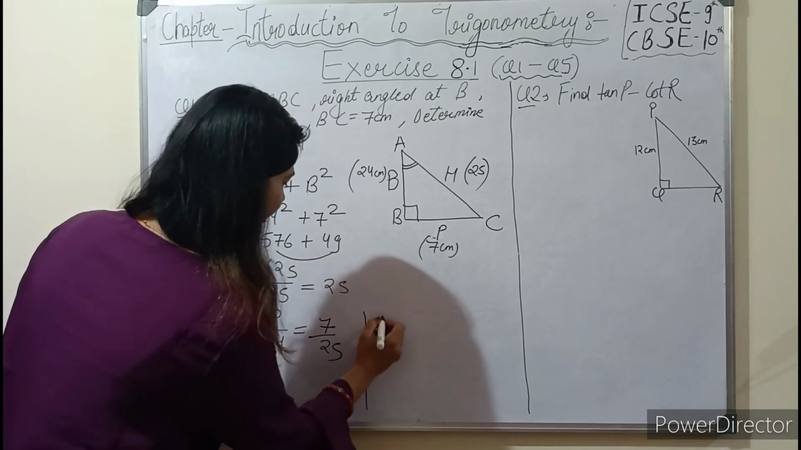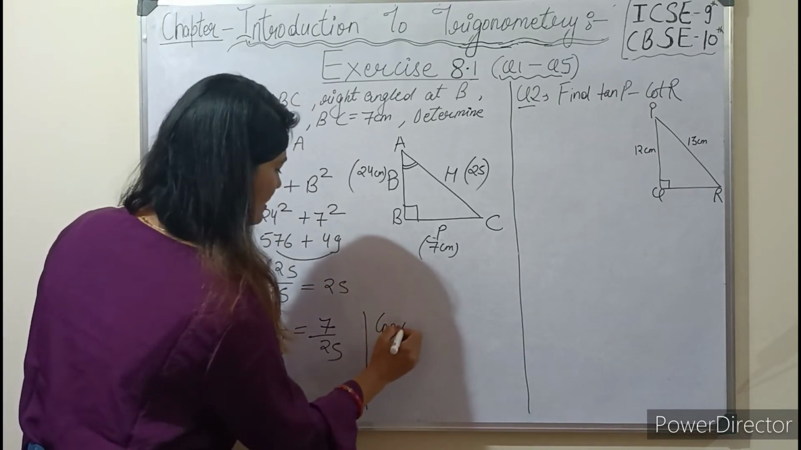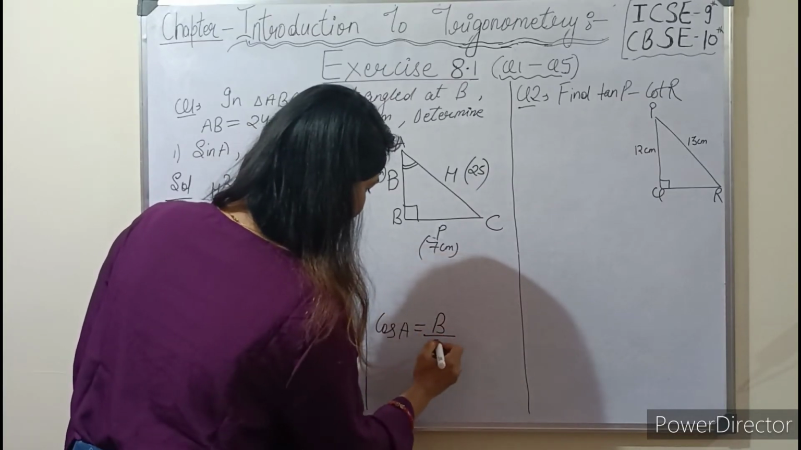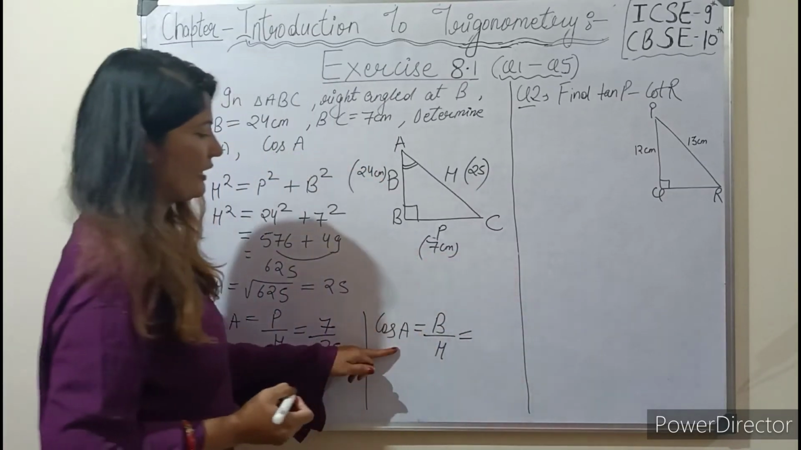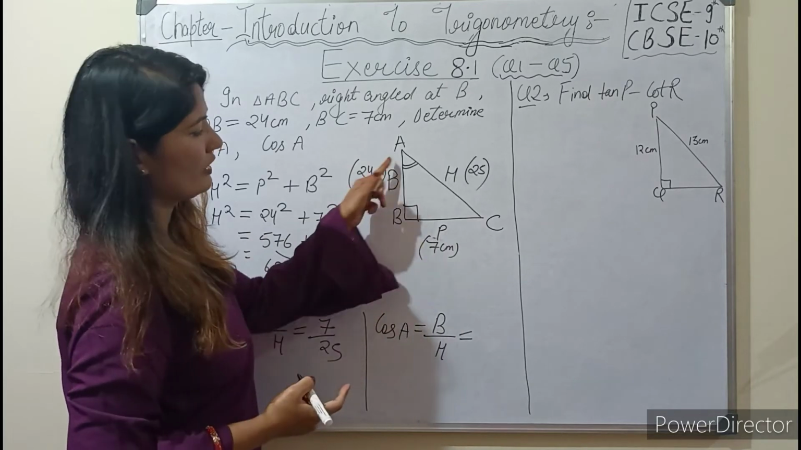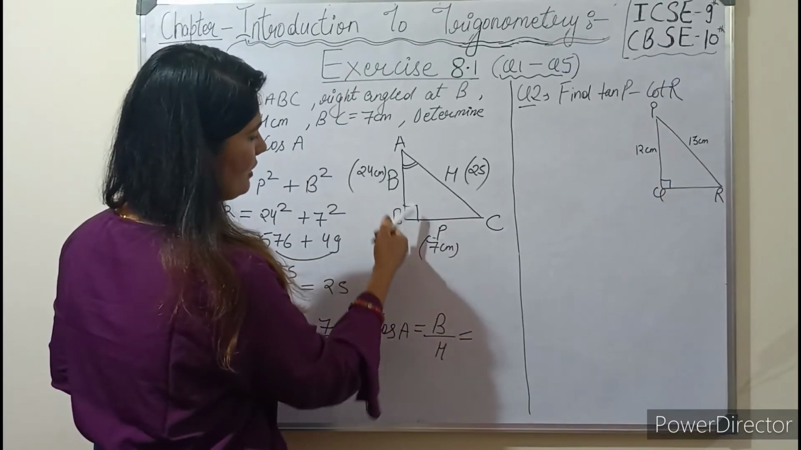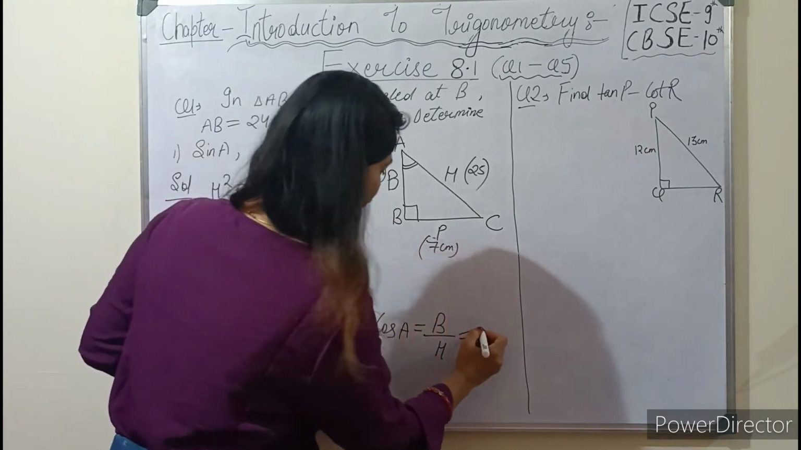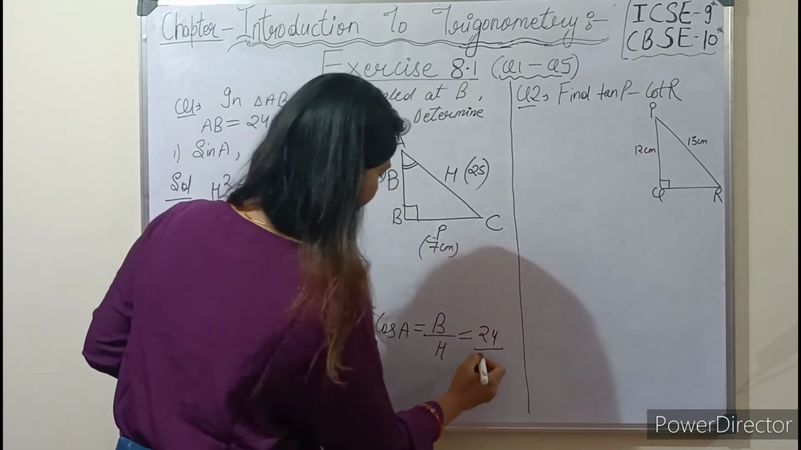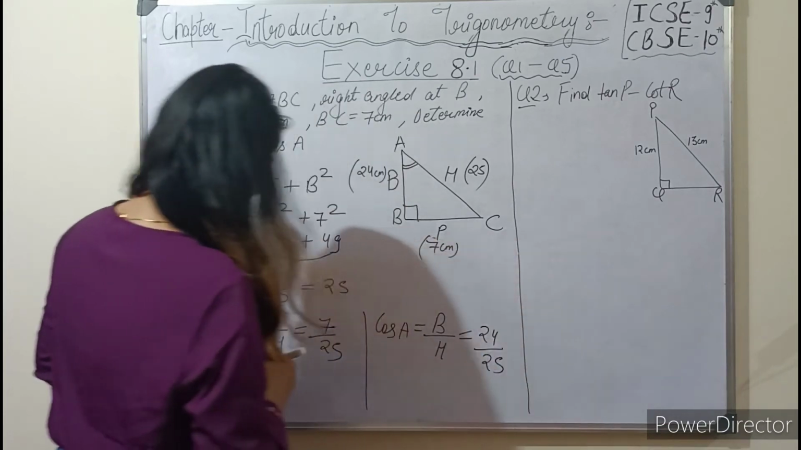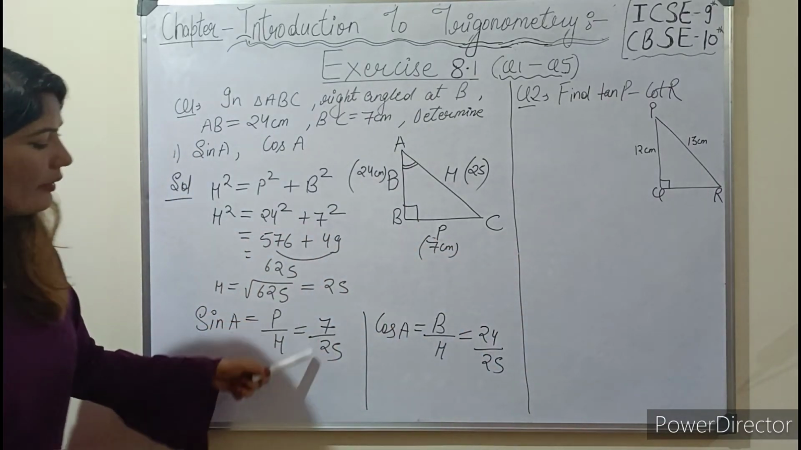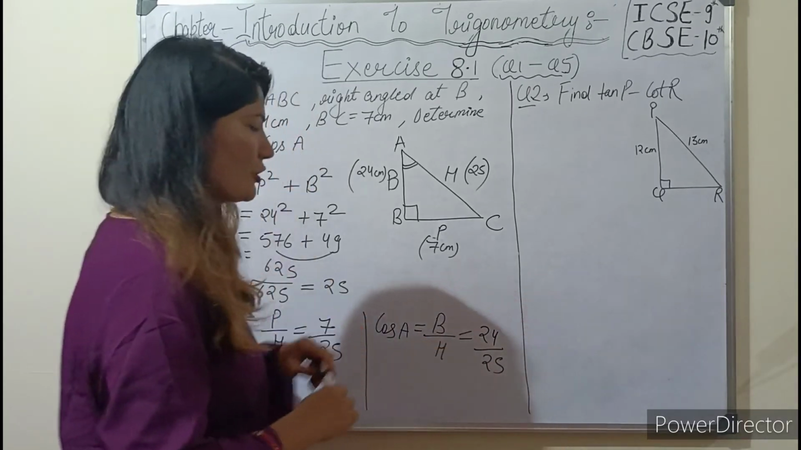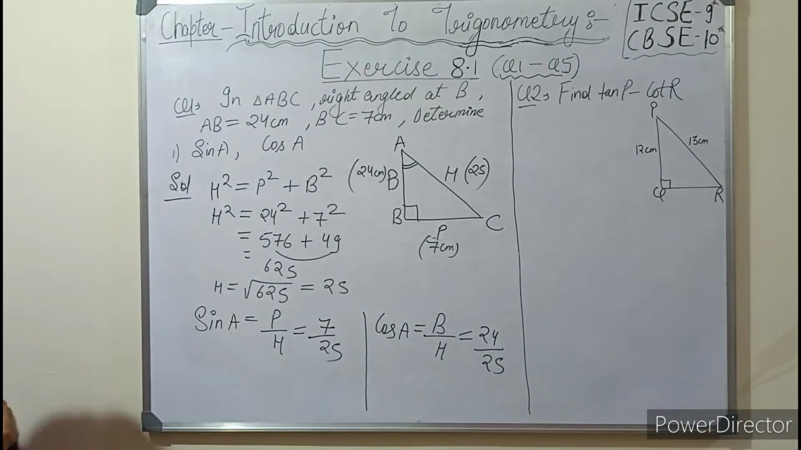Now in the similar way, we need to find the value of cos A. So the value of cos is B by H. Now again the angle is same. So for the given angle A, this is the perpendicular and this is the base. So here the value of base is 24 divided by 25. So the value of sine A is 7 by 25 and the value of cos A is 24 by 25. So please have a look.